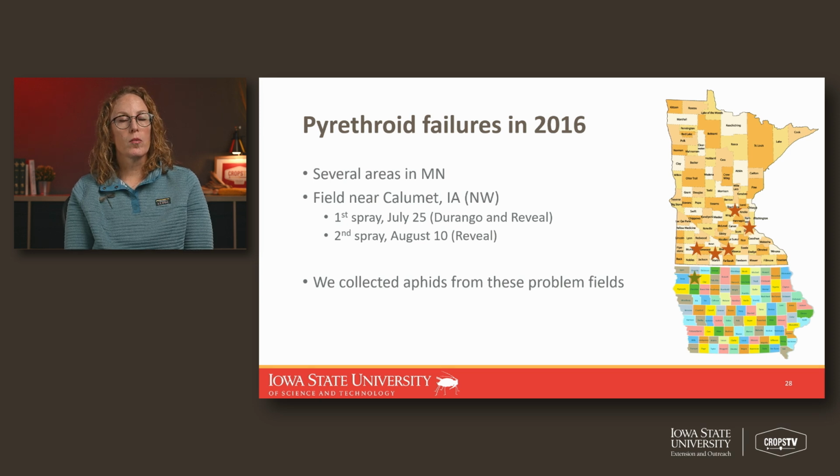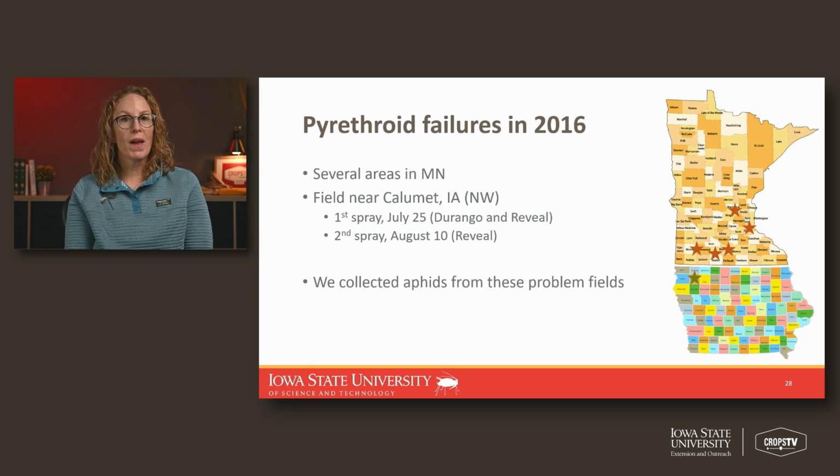What the applicator noticed was that a spray went on July 25th, and he sprayed a herbicide and an insecticide. Reveal would be a very common pyrethroid. He went back, thankfully, to just check and see how the spray did, and he noticed quite a few survivors and maybe even more aphids than before the first spray. And so he kind of blamed it on himself and an applicator issue.